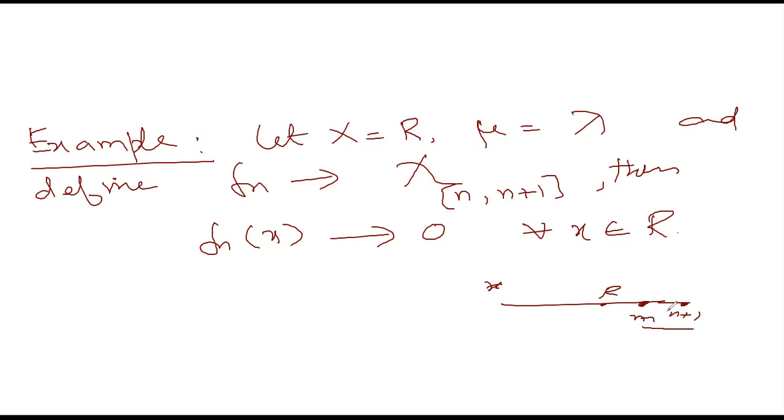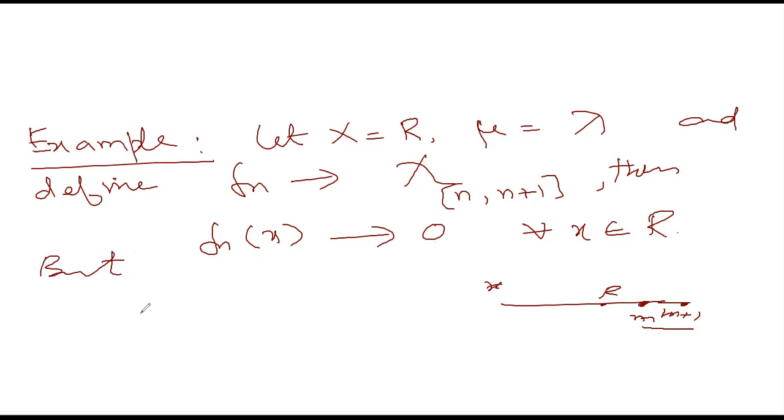Let's choose this m here, m so large that x does not belong to the interval. Then f_m(x) is obviously equal to zero, because f_m is the characteristic function of [m, m+1]. And you can see that f_n(x) is also equal to zero for all n greater or equal to m. So that's why this limit is always equal to zero for all x belonging to R. So it is a pointwise convergence.